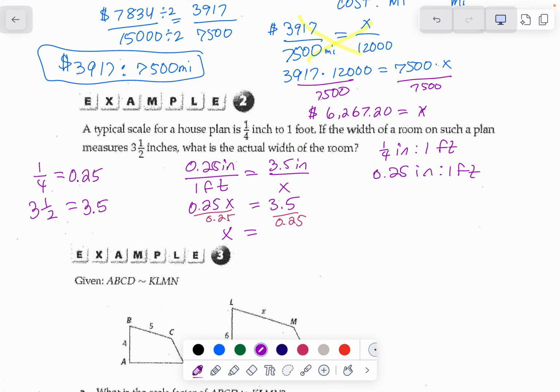You got it. And what units would those be, Chase? Feet. So make sure you put that. And then go back. Did you answer the question? What is the actual width of the room? 14 feet sounds reasonable, right? So we've answered the question.